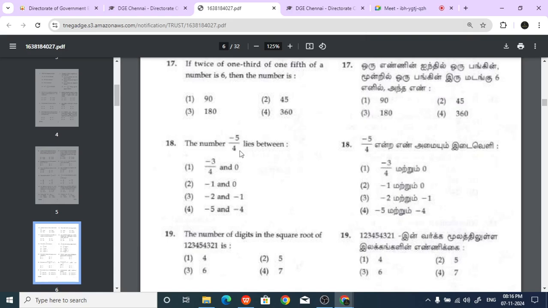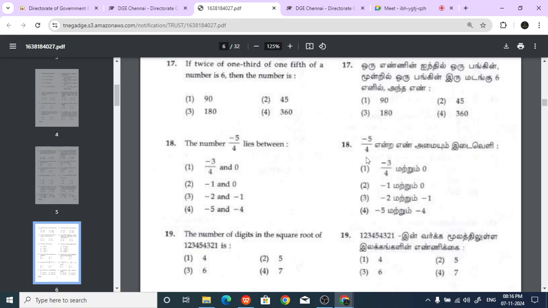See, minus 5 by 4 means minus 1.25. So minus 1.25 will lie between which options? Negative 2 and negative 1, sir. Yes, minus 2 and minus 1. It will lie between minus 2 and minus 1.